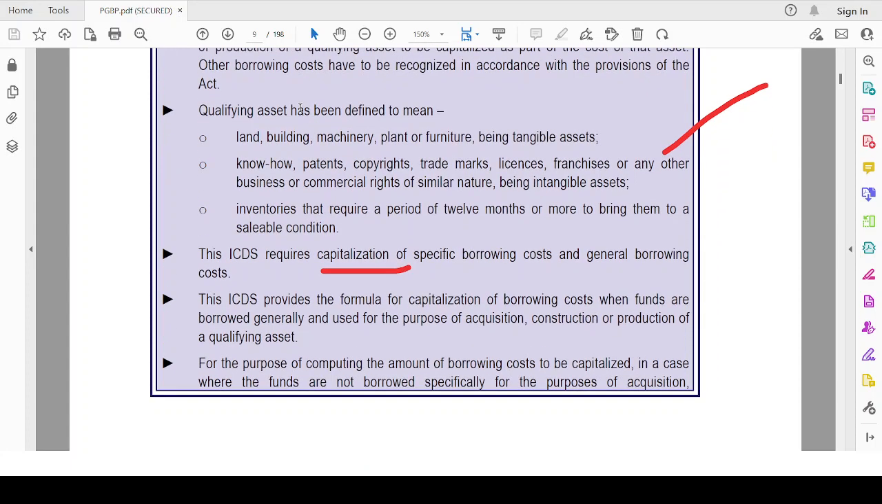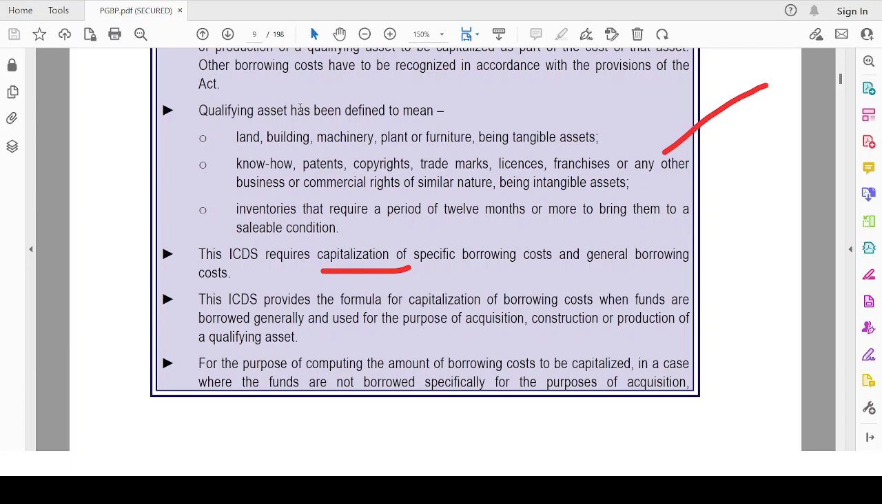Okay, what does qualifying asset mean? When you think about this, it is an asset which takes a substantial period of time, right? Here, qualifying asset has been defined to mean. So it is a means definition. It's not an inclusive definition. It is a means definition, but exclusive. This is the only thing which will be included as a part of qualifying asset.